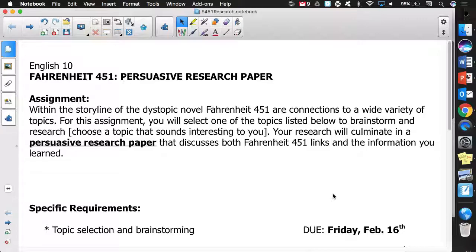Your research is going to culminate in a persuasive research paper that discusses both Fahrenheit 451 links and the information that you've learned. What I mean by persuasive research paper is, yes, there's obviously going to be a research component, you're doing 50 note cards and all that kind of stuff. But for it being persuasive, you're not just informing us, the reader, about your topic. You're going to take a stance on the specific topic and explain why this is a good thing, why there should be some kind of changes or whatever the case may be.